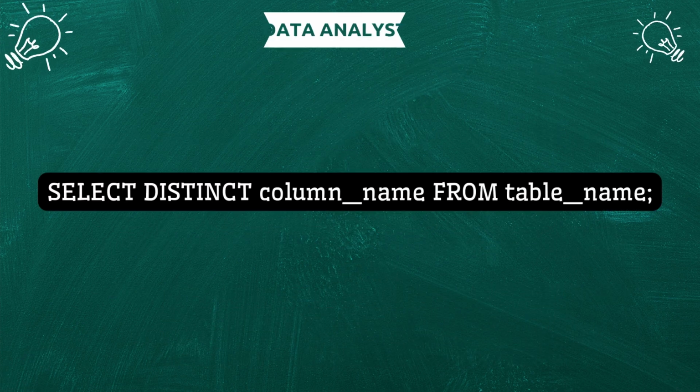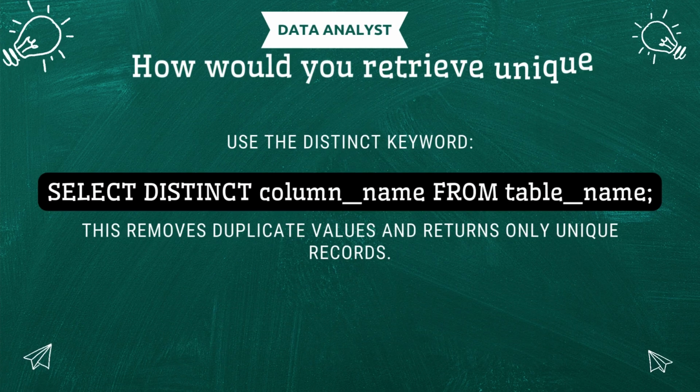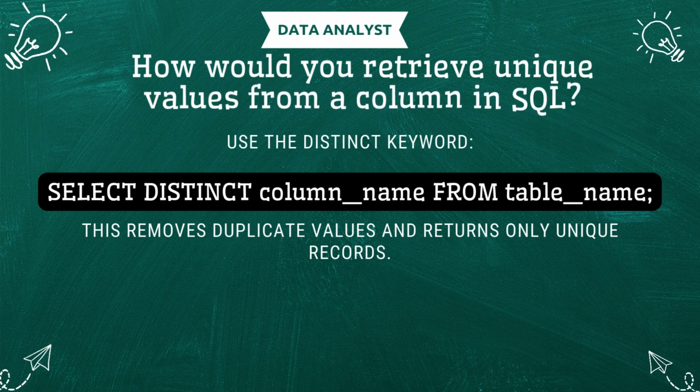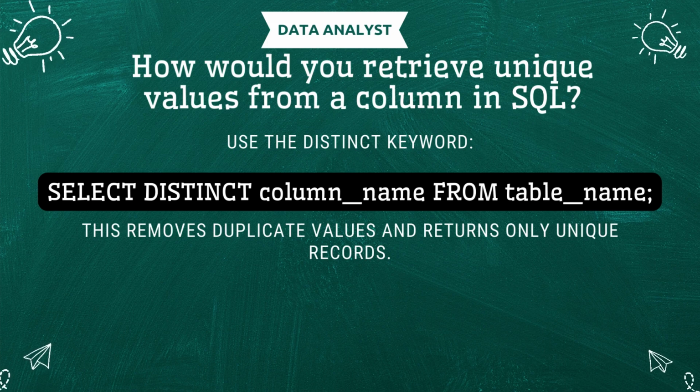How would you retrieve unique values from a column in SQL? Use the DISTINCT keyword. Example: SELECT DISTINCT column_name FROM table_name. This removes duplicate values and returns only unique records.